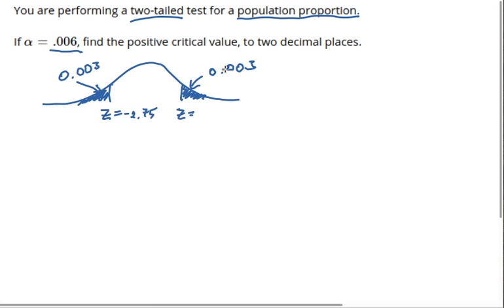Now I'm looking at the right-hand side. If I've got 0.003 to the right, that means to the left of the right-hand z-score, I'm going to have 0.997. That's all the way to the right. Oh, sorry, to the left. So to get the next z-score, this is what I'm actually going to look up, because that will be the z-score with 0.997 to the left, which is the same as the z-score that has 0.003 to the right.